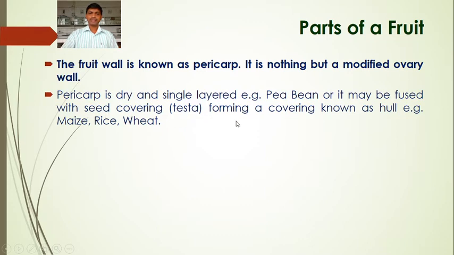So in some plants, for example pea, beans, the pericarp is dry and single layered, while in some plants, for example maize, rice, wheat, it may be fused with the seed covering or the testa, forming a covering known as the hull. So this hull is the fusion of the pericarp and the testa or seed covering. Okay. So pericarp is dry and single layered in pea and beans, while the pericarp may be fused with the seed covering or testa, forming a covering known as a hull. For example, maize, rice and wheat.